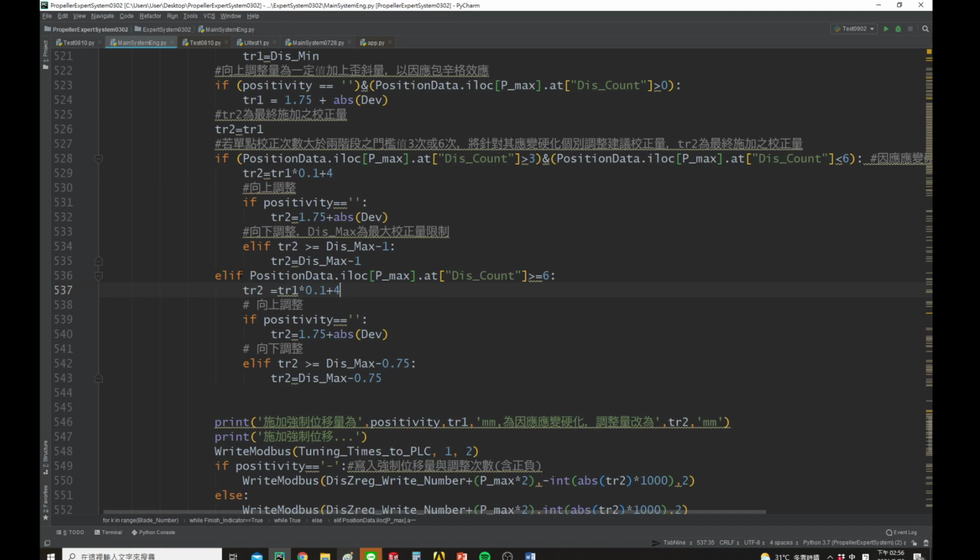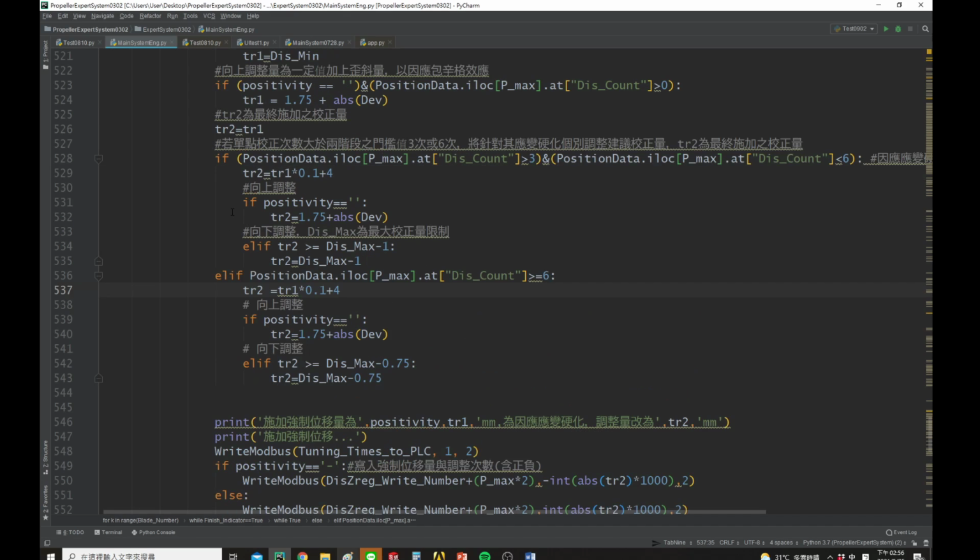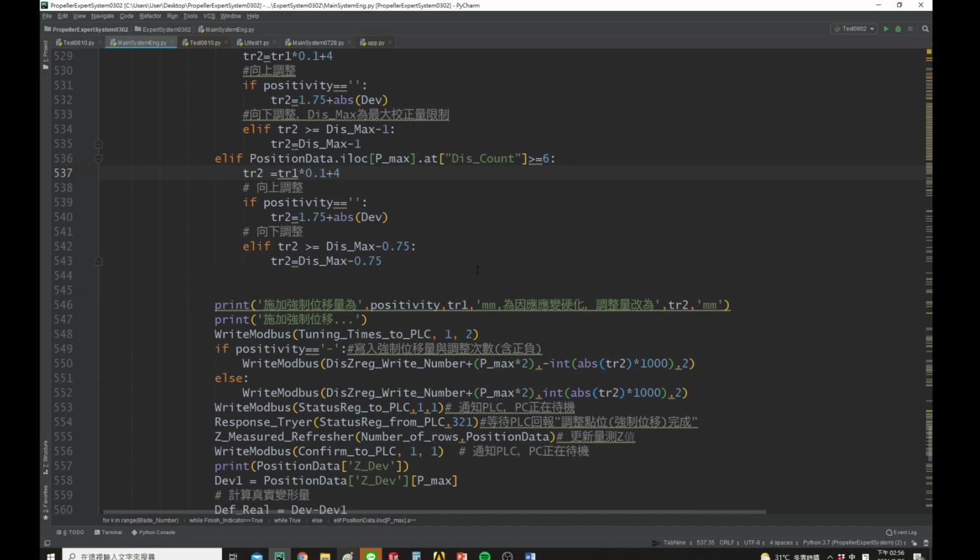This here is quite complicated because we change the algorithm here many times, we change the algorithms many times by experiment.